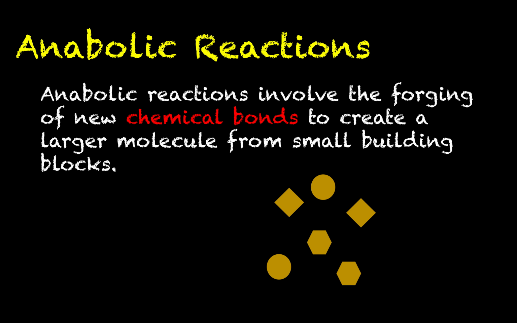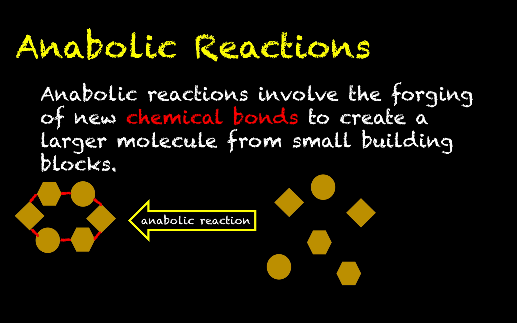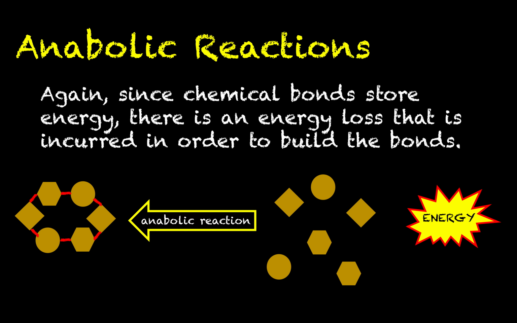Anabolic reactions are going to involve the forging of new chemical bonds rather than the breaking of pre-existing ones. So what we're going to do here is take small individually existing subunits and cause them to come together by forming chemical bonds between them. So instead of having 6 individual molecules, now it's just one very big, very complex molecule. An anabolic reaction will do this sort of thing.